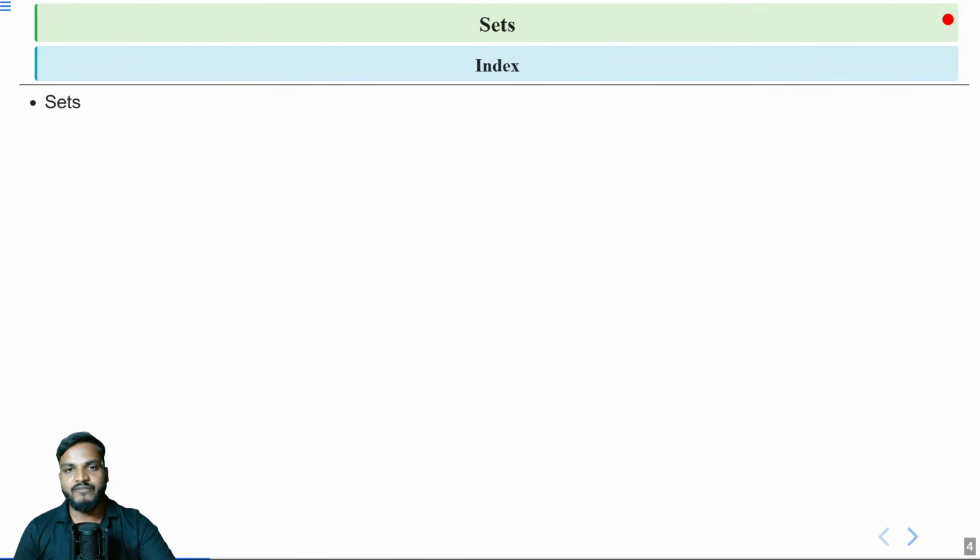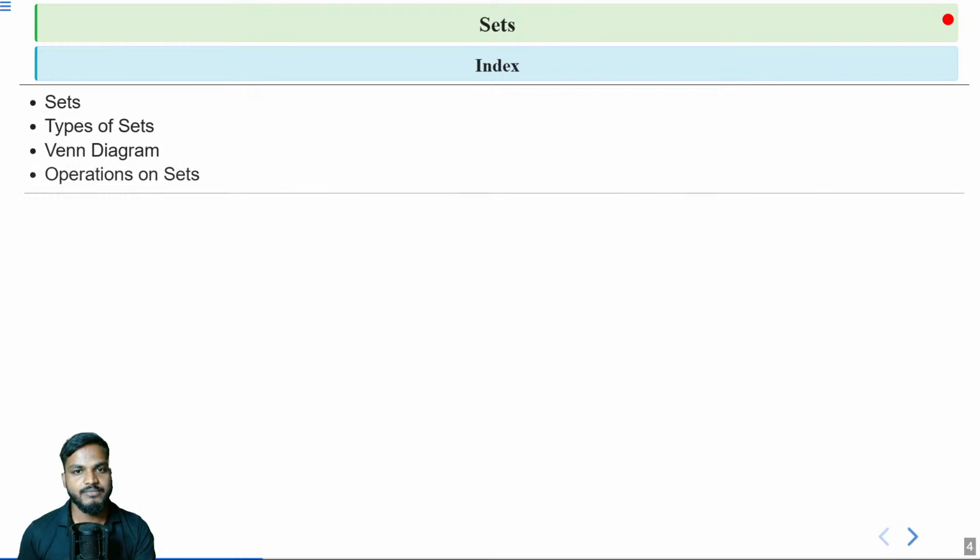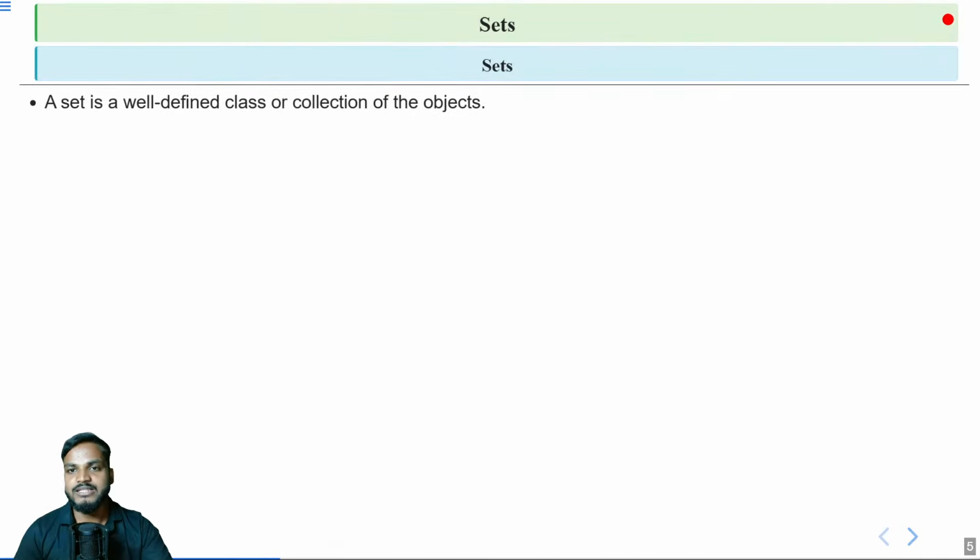So in today's lecture, at first we will discuss about set. What is the definition of set? And then we will discuss about types of sets. There are many kinds of sets. Then we will discuss about Venn diagram. And at the last, we will discuss about operations on sets, meaning that if you have sets, then what operations can be performed between them. Okay, so let's now start.